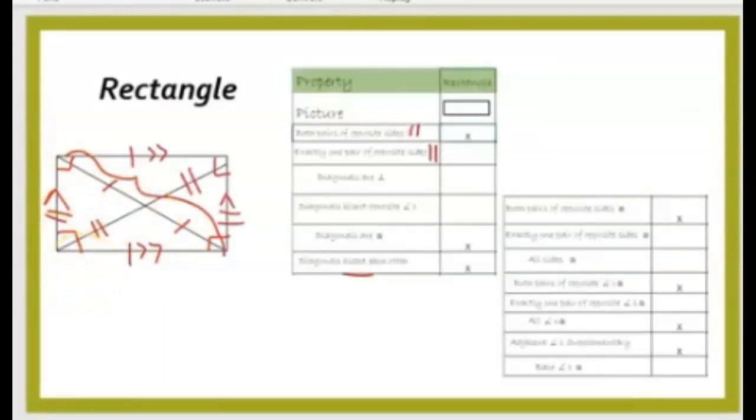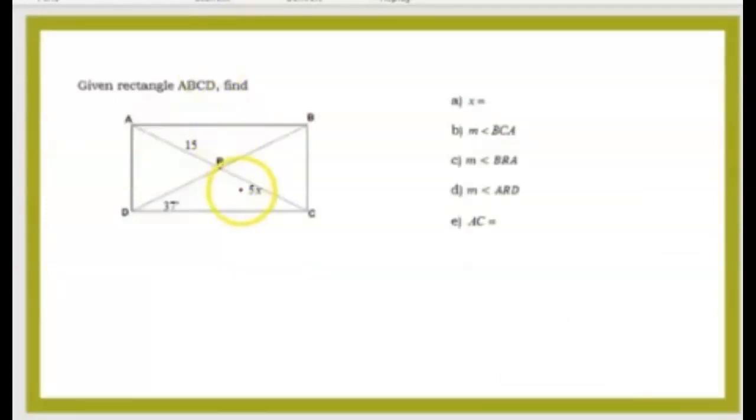So let's do an example with a rectangle. It wants us to find all this stuff. So let's find X first. So we know that the diagonals bisect each other, so that means this piece equals this piece. And that's going to help us because here's the X. So if we know they're equal, then let's set them equal. And we can solve for X, right? This is 5 times X, so we'll just divide both sides by 5. And so X equals 3. There we go.